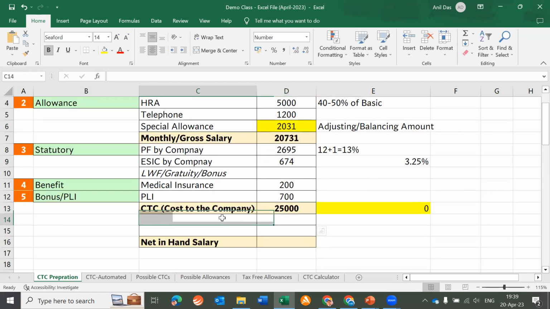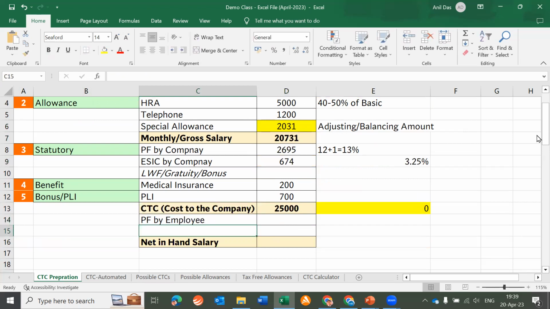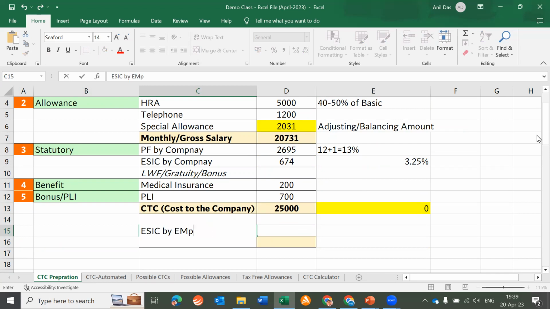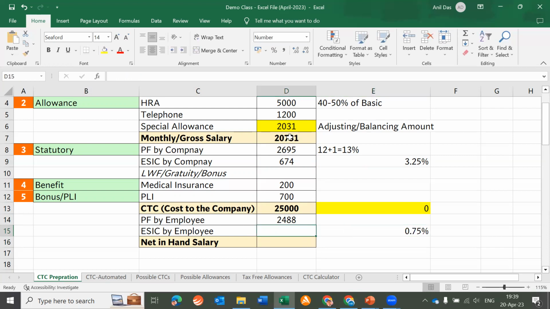If you want to calculate the take home salary, it can be calculated like this. Employee would also be contributing to PF, and employee would also be contributing to ESIC. Employee contributes 12% of their salary. So 12% we have calculated. 2488 is something which would be contributed by employee to PF department. And in ESIC, employee contributes 0.75%. Let's calculate that. So these contributions would be made by the employee to government departments.